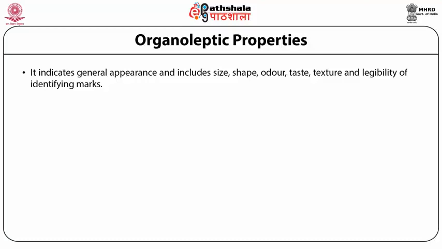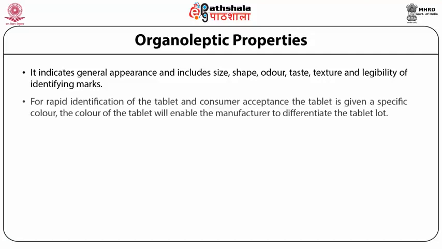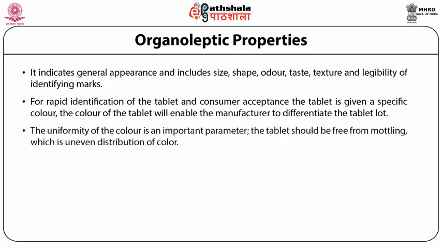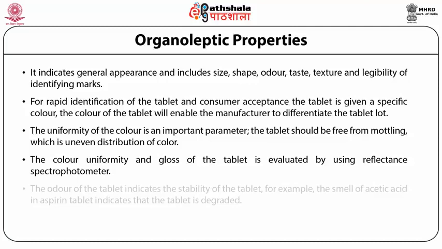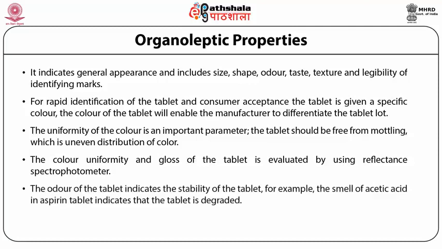It indicates general appearance and includes size, shape, odor, taste, texture and legibility of the identifying marks. For rapid identification of the tablet and consumer acceptance, it is given a specific color. The color of the tablet enables the manufacturer to differentiate the tablet lot. The uniformity of the color is an important parameter, and the tablet should be free from mottling, which is uneven distribution of color. The color uniformity and gloss of a tablet is evaluated using a reflectance spectrophotometer, while the odor of a tablet indicates the stability of a tablet.